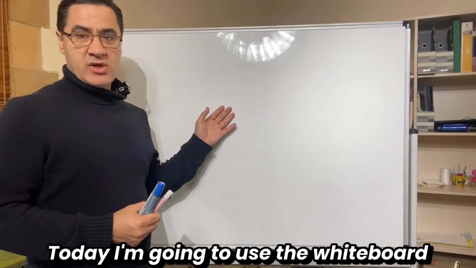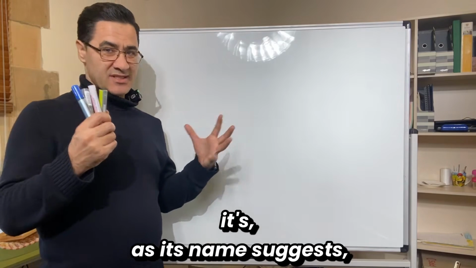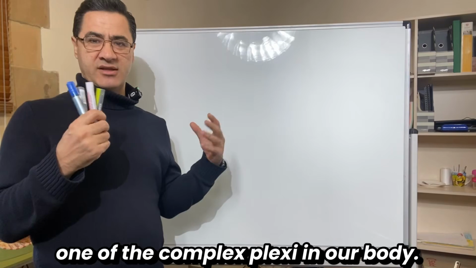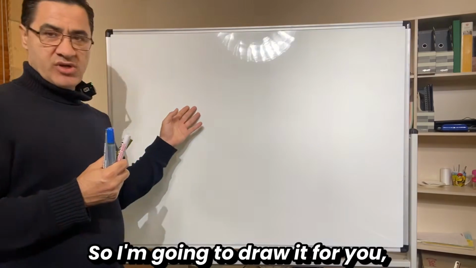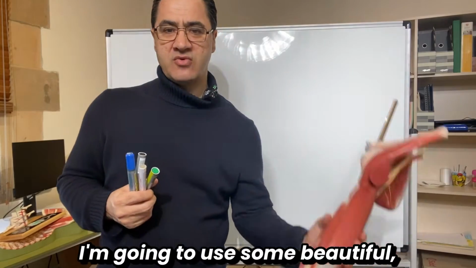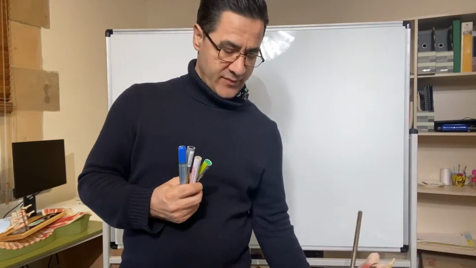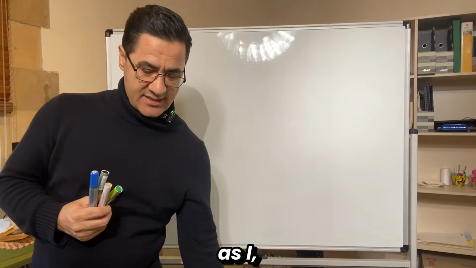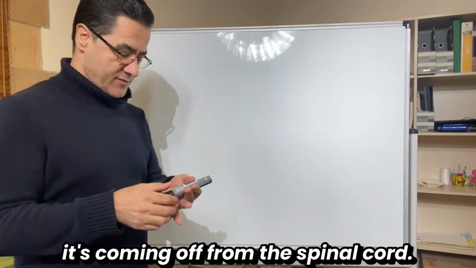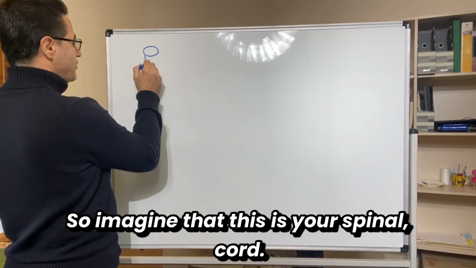Today I'm going to use the whiteboard to draw the brachial plexus for you, because it's, as its name suggests, a plexus. It's a complex plexus, one of the complex plexi in our body. So I'm going to draw it for you, try to simplify for you, and I'm going to use some beautiful models to show you the branches. So brachial plexus, as I mentioned earlier, it's coming off from the spinal cord. So imagine that this is your spinal cord.